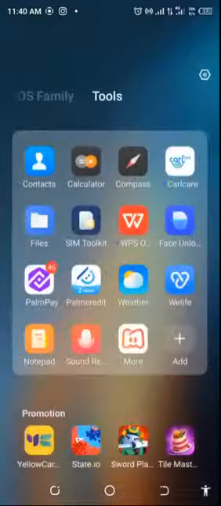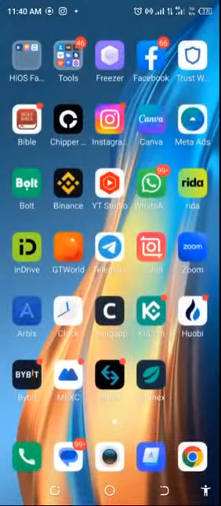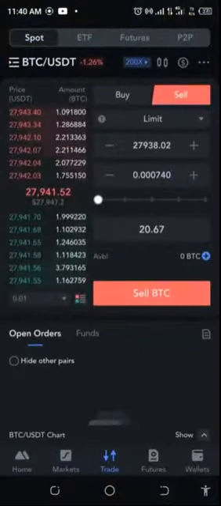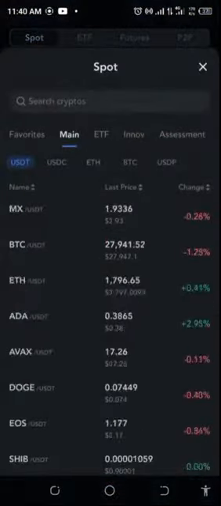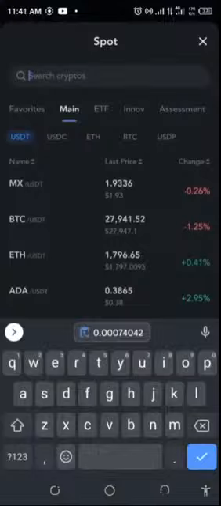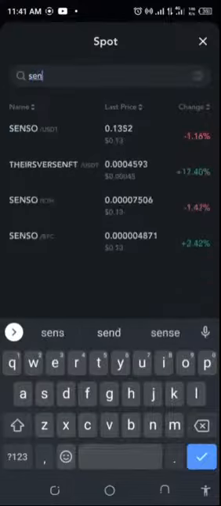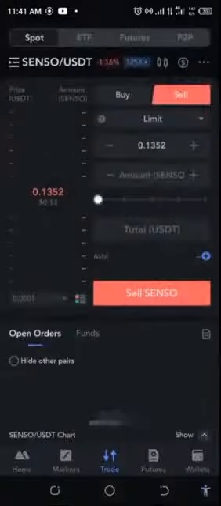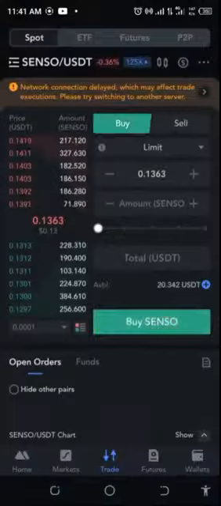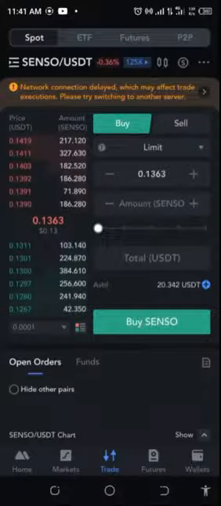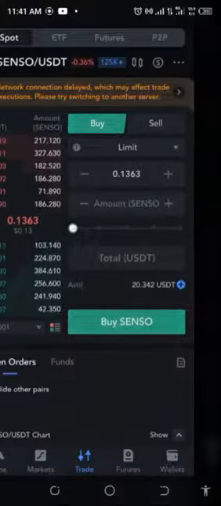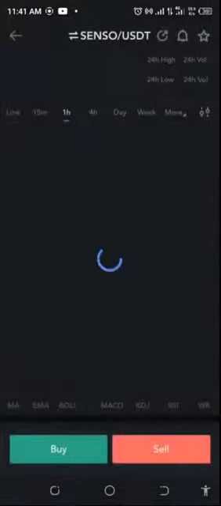That's fine. So let's quickly go ahead and try this out and see how this works. We're going to be making sure that this still gives us good results. So let's go back to our Senso, USDT. Alrighty, and then we buy. Let's check the charts just to be on the safe side to see what's going on with Senso.